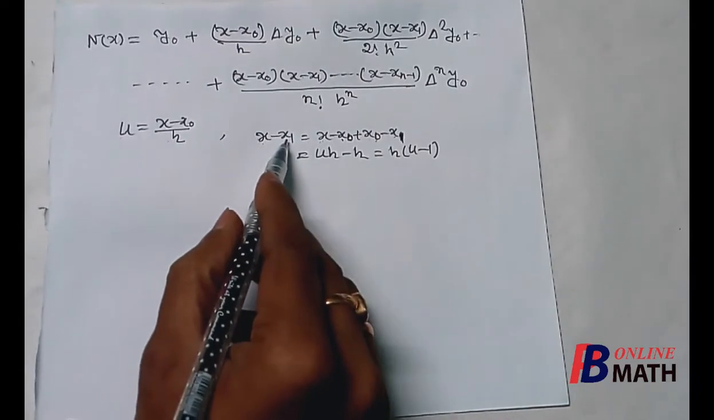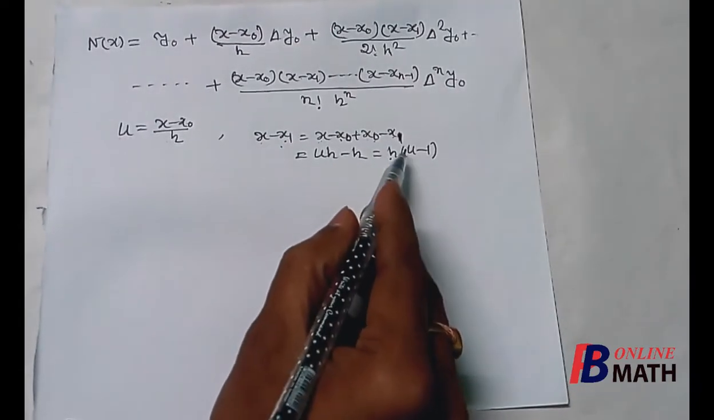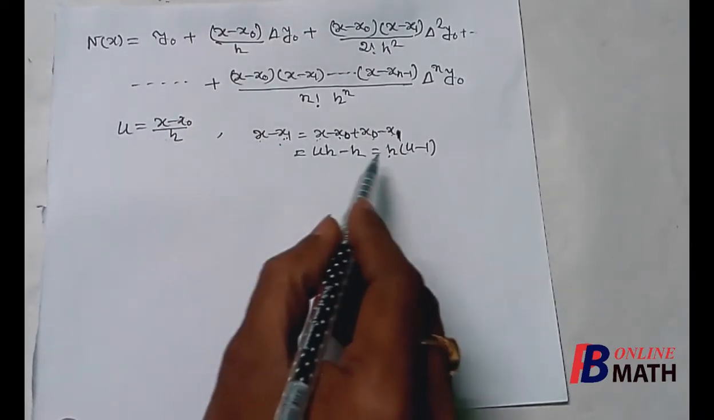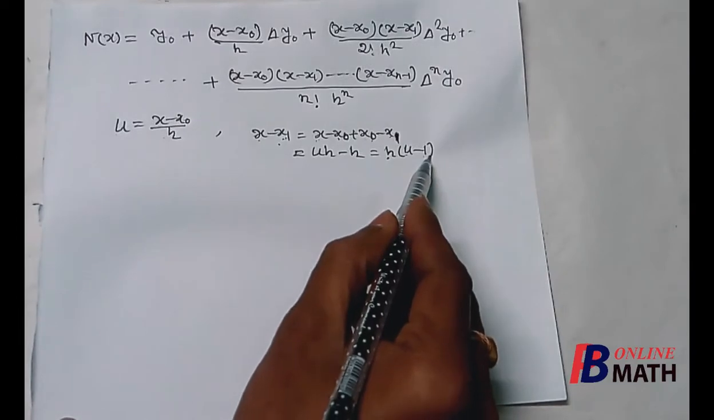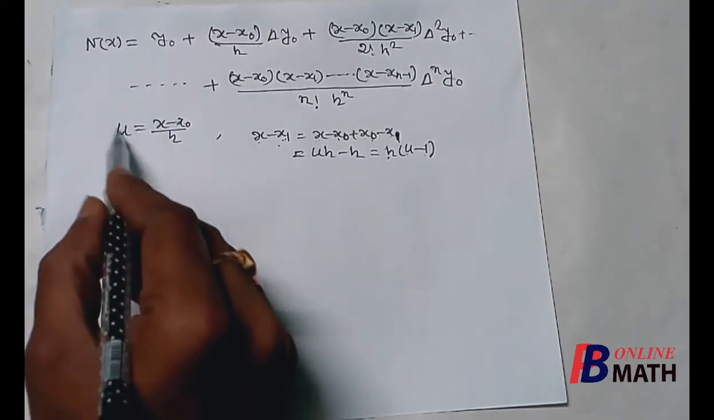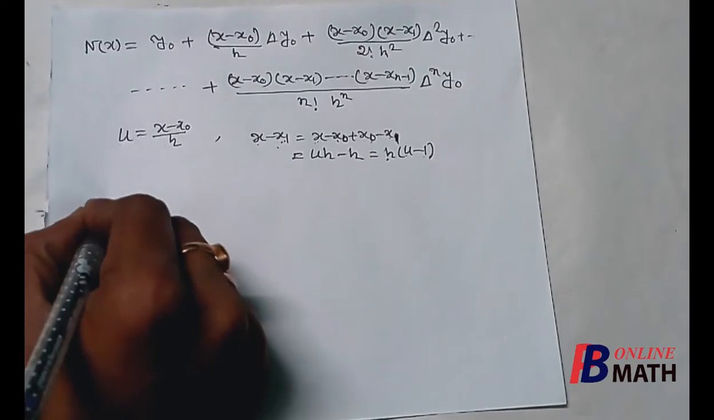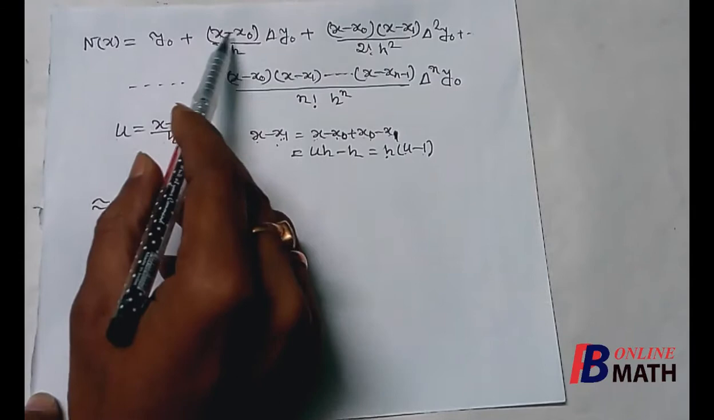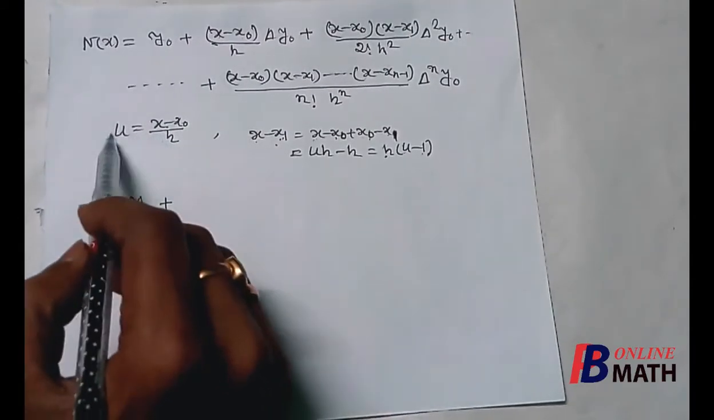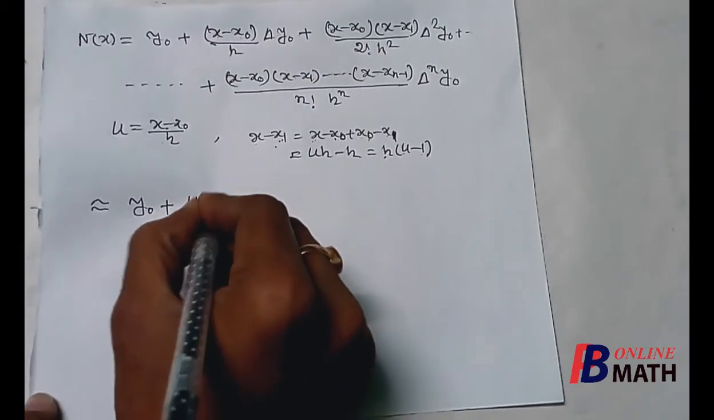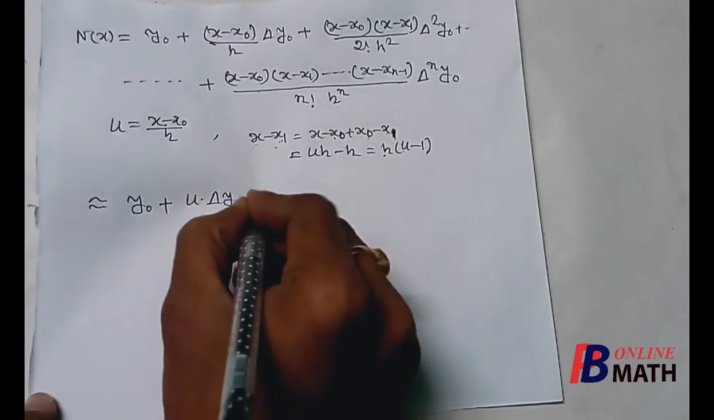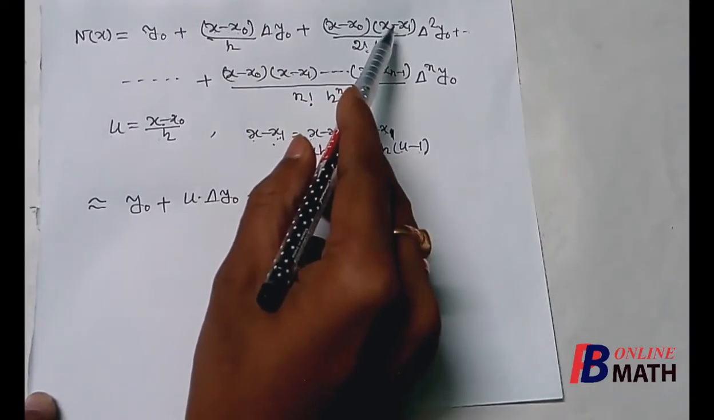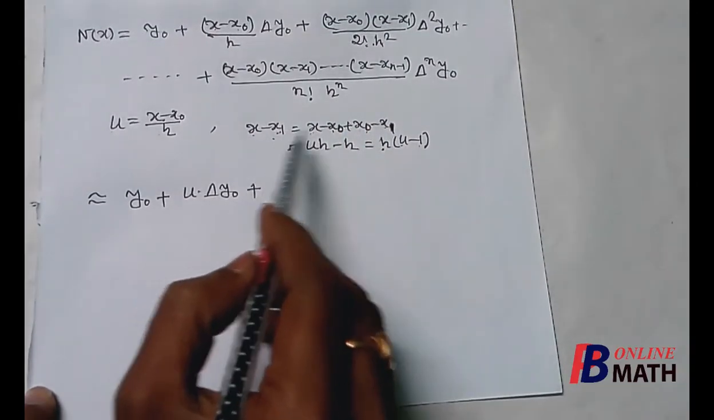Similarly, x minus x2 can be written as h into u minus 2. In general, x minus xk can be written as h into u minus k. So if we use this transformation, then the polynomial Nx becomes y0 plus, now (x minus x0) by h is equal to u, so it is u into delta y0 plus (x minus x0) by h equal to u, and (x minus x1) by h can be written as u minus 1.